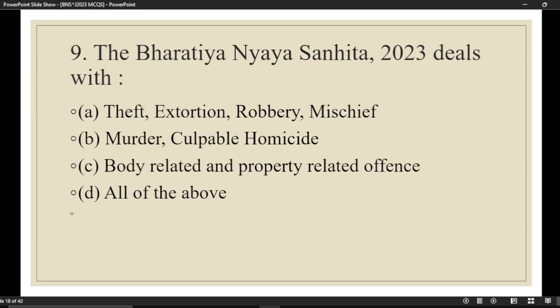Question 9. Bharatiya Nyaya Sanhita 2023 deals with option A, theft, extortion, robbery and mischief. Option B, murder, culpable homicide. Option C, body related as well as property related offense. Or is it option D, all of the above? So students, just now we discussed that our Bharatiya Nyaya Sanhita talks about the body related as well as property related offense. So the correct answer to this question will be all of the above. Option A talks about the property related offenses and option B is talking about the body related offenses.